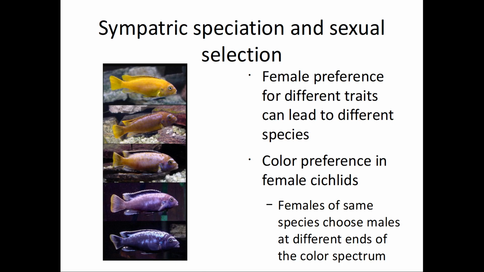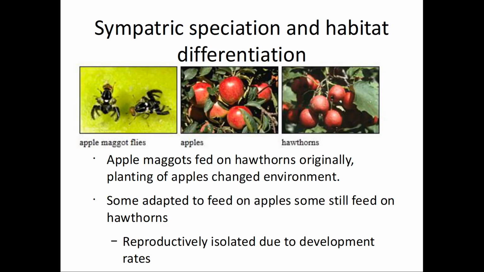So basically, they're isolating each other. They're sorting each other out through this preference that they have. Another one might be habitat differentiation.